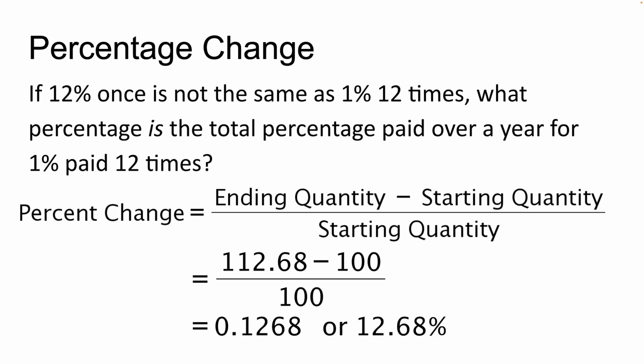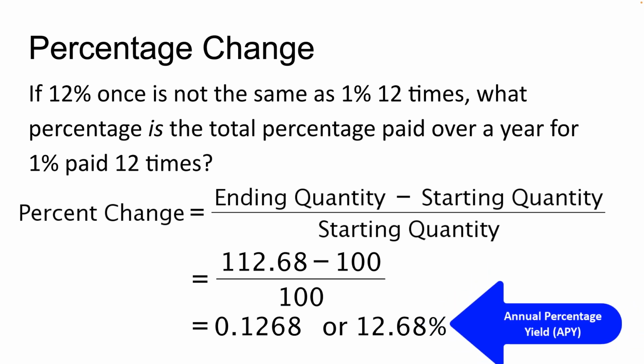12.68%. So in an account that earns 12% interest compounded monthly, effectively, all of those little compounds each month add up to an overall growth of 12.68% over the entire year. And this quantity is known as our annual percentage yield.